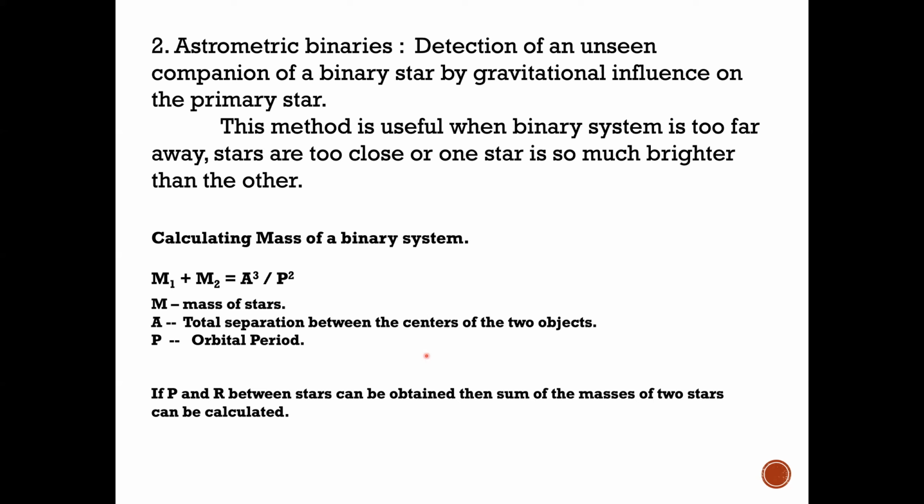Now, this method is very useful when these binary systems are too far away and the stars are too close to resolve as more than one star. Also, if there are two stars and one is much brighter than the other one, this method is also useful. So you can just use Kepler's law to calculate the mass of a binary system for these types of stars.